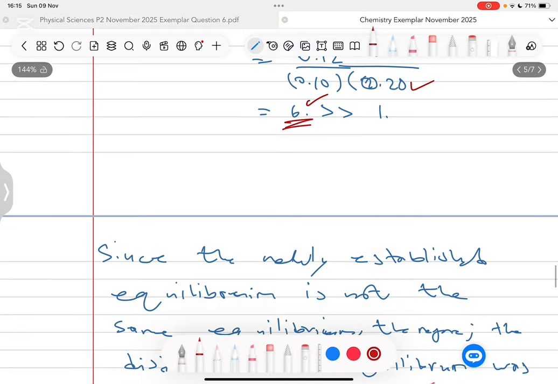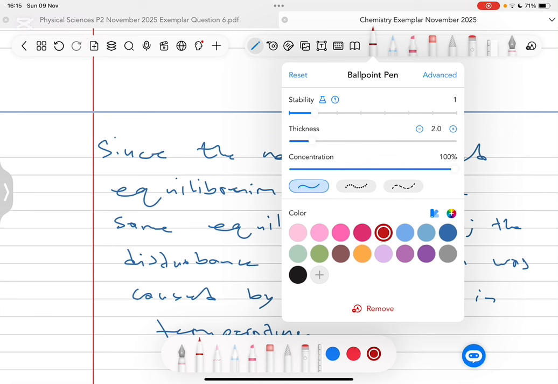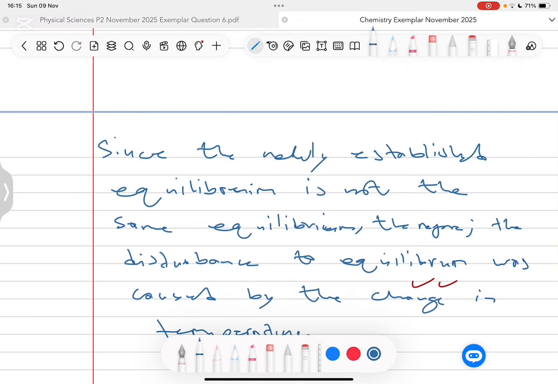Now you should also always navigate, as I said, and if I'm navigating this, I'm saying that since the newly established equilibrium. So here I see that I need to improve by saying the equilibrium constant, meaning the Kc value, the equilibrium constant is not the same as the previous. So guys, that's why it's important to navigate the previous equilibrium constant. So here I have to also add constant.